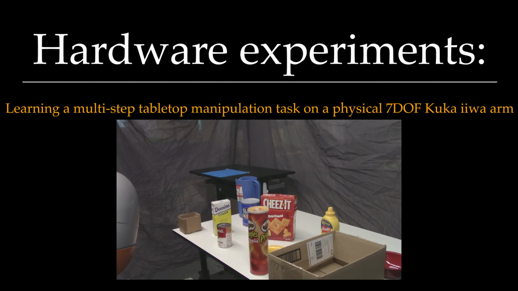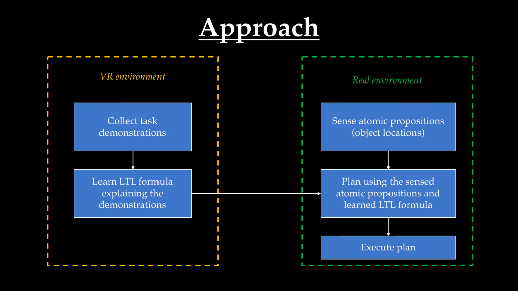To demonstrate that our method scales to the challenges of real hardware, we learned a multi-stage tabletop manipulation task on a real 7DOF arm. The structure of our method remains the same, but the planning and execution phase will differ. The atomic propositions in this case will be related to the manipulable objects in the scene, which we will sense with the Kinect. The sensed APs and the learned LTL formula will together be used to plan a trajectory, which will then be executed in the real-world environment.